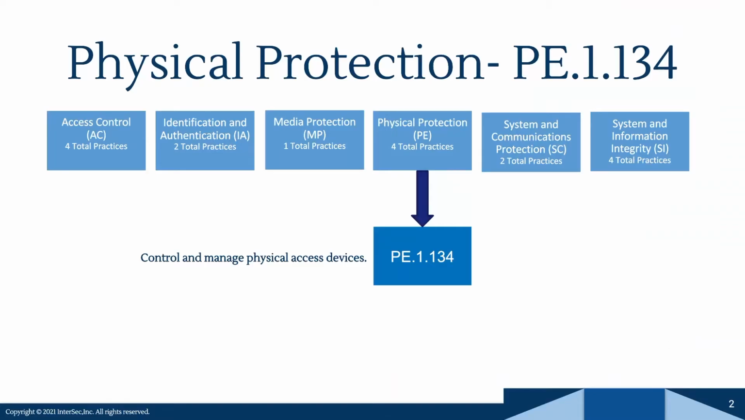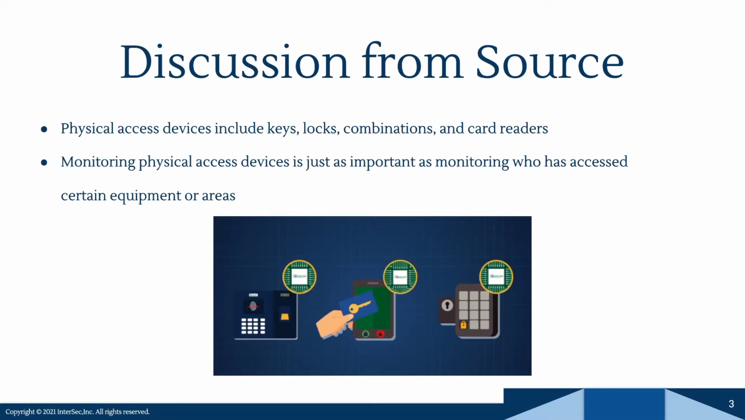Today, we will be finishing up our discussion on physical protection. As a reminder, physical protection has 4 total practices, and we are on the last practice, PE.1.134, which is about controlling and managing physical access devices. Let's get into it. Let us begin by discussing PE.1.134 from a NIST 800-171 source point of view.